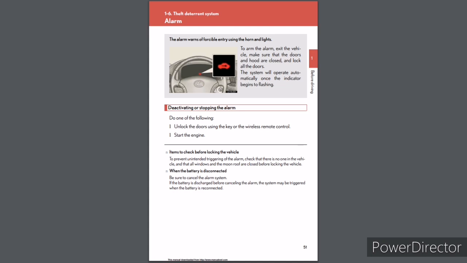To deactivate or stop the alarm, do one of the following: unlock the doors using the key or the wireless remote control, or start the engine.